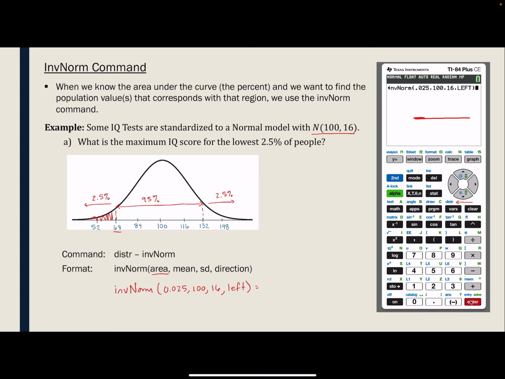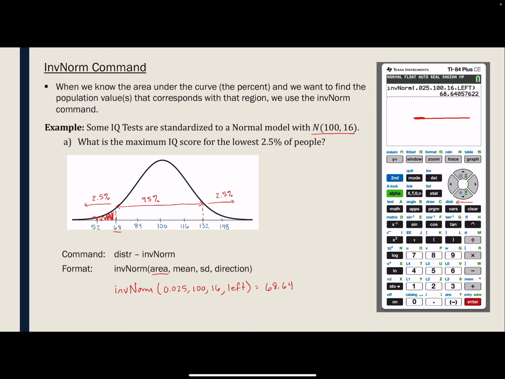When we paste that and hit enter, we have our answer of 68.64. Now remember that what we found here was an IQ score. This is not a percent. We were finding the scores that corresponded with 2.5%. So this is the highest score that outlines the region for 2.5%.